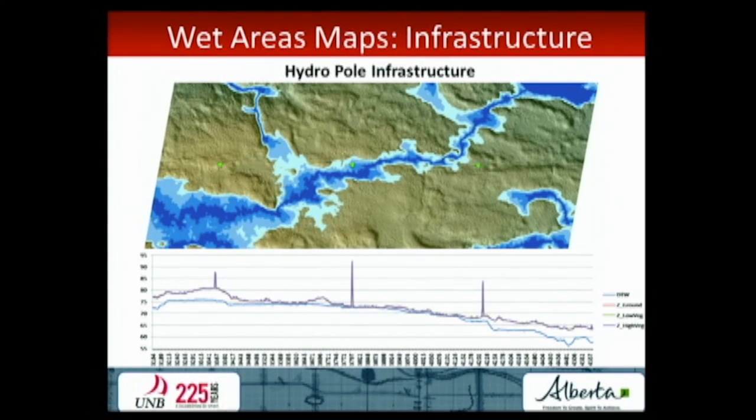When we start to look at the hydropole in the center, we can start to look at its proximity to a predicted wet area. In terms of frost heaving or pad placement, we can start to see that if this pad were moved potentially 5 meters to the north or to the west, that we might have reduced the need for further maintenance. So having this information in the planning process can be very valuable.